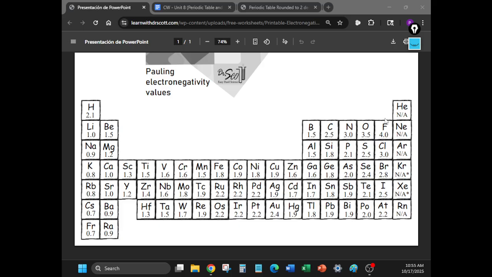So fluorine is the most electronegative with a value of 4, and then as the numbers go down, that just means that they are less and less electronegative. And then the least electronegative is going to be francium right here with 0.7. So if they talk about electronegativity values for whatever reason, or they give you this table, that's how you interpret it. The higher the number, the more electronegative that element is going to be.